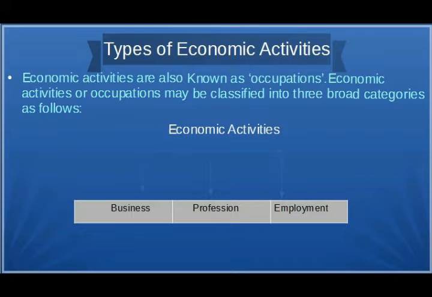Now, types of economic activities. Economic activities are also known as occupations. Economic activities or occupations may be classified into three broad categories. What are they? Number 1, business. Number 2, profession. And number 3, employment.